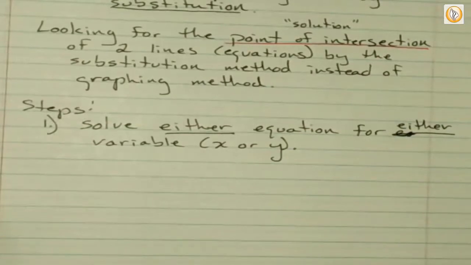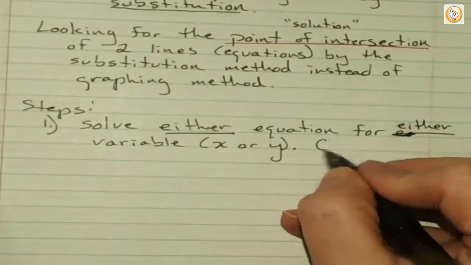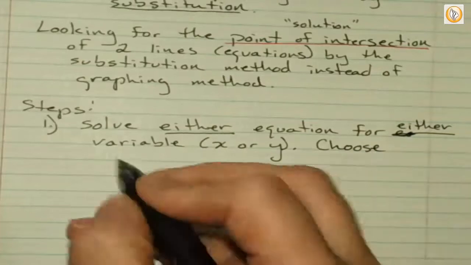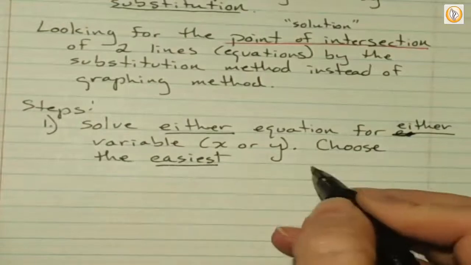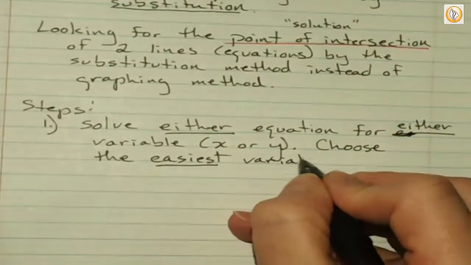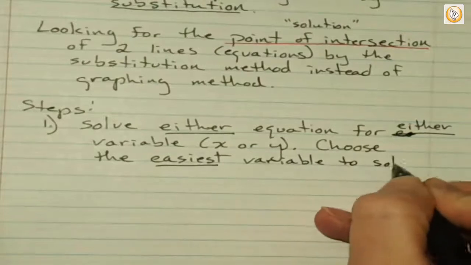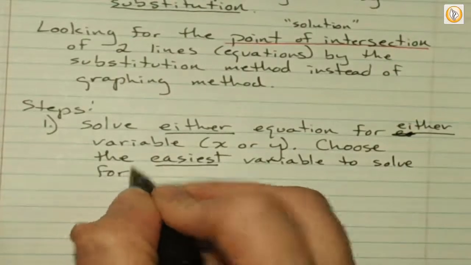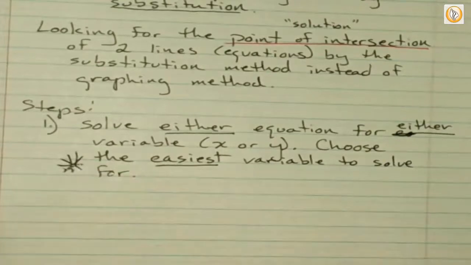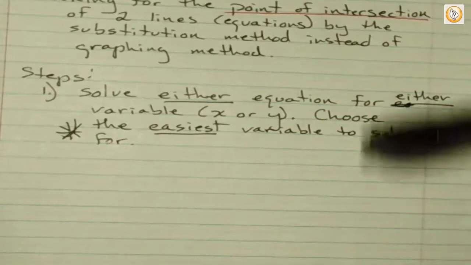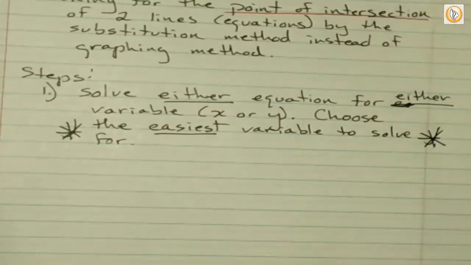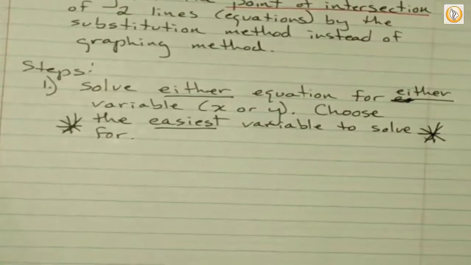Most students automatically just solve for y because that's what you're used to. But it's not always going to work. Well, it will work, but it's not going to be the easiest. So you want to choose the easiest variable to solve for. I'm putting a star right there, because you want to choose the easiest variable to solve for. I'll explain when we start doing examples.